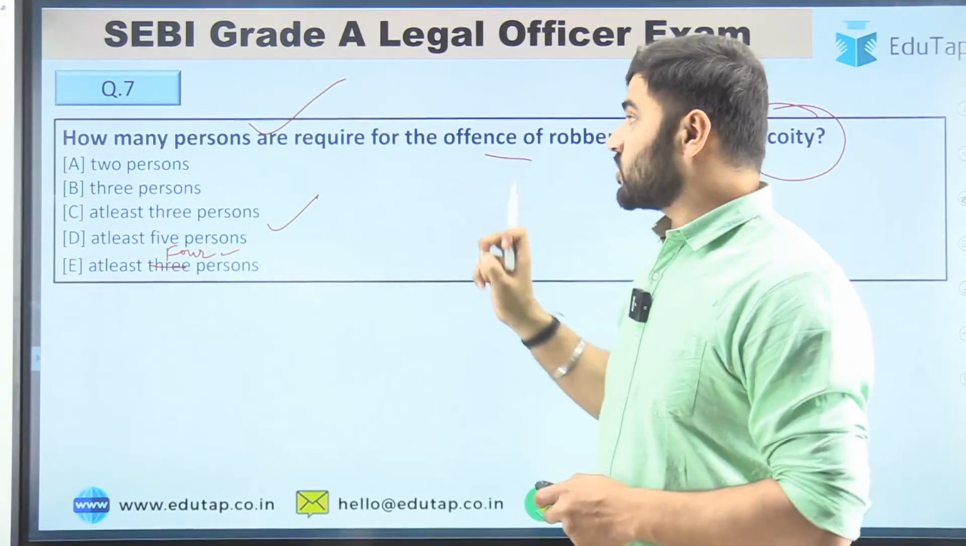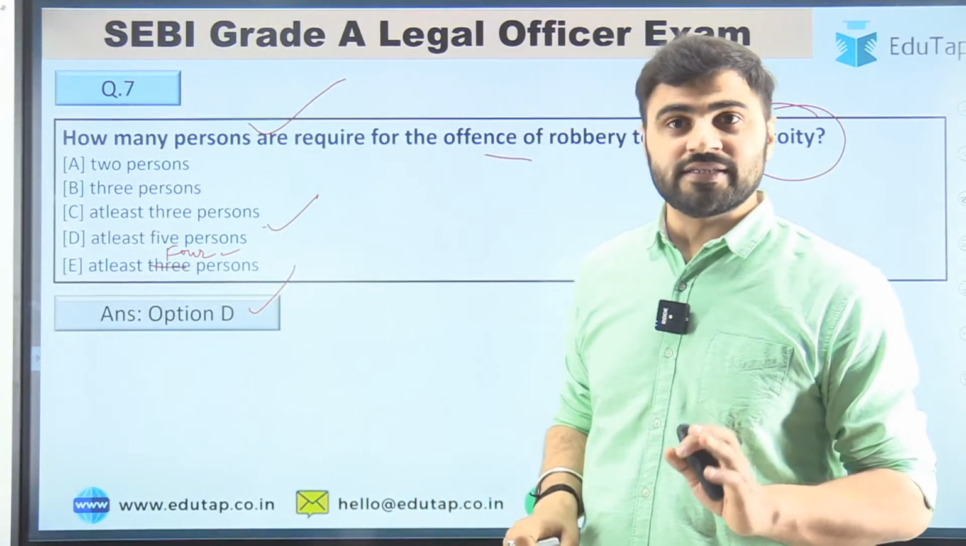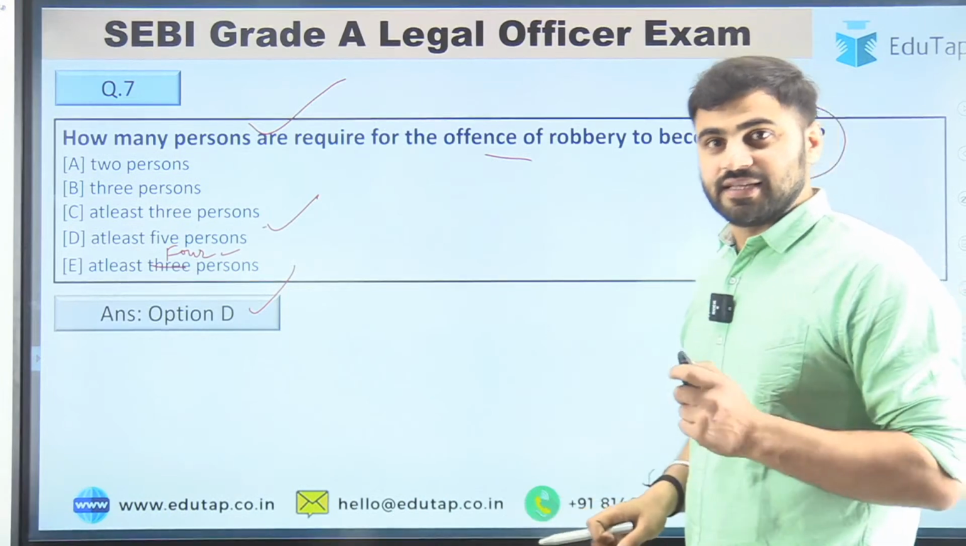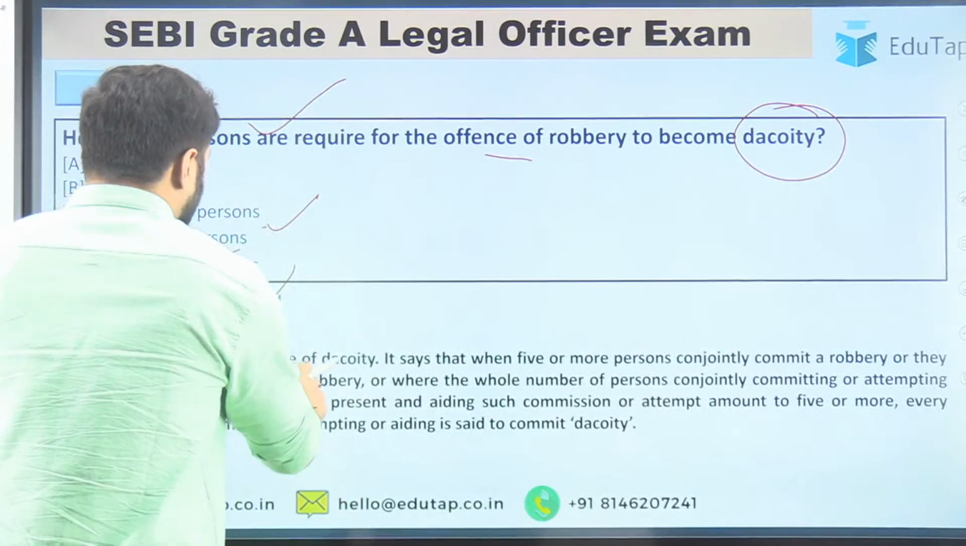So guys, the right answer for question number 7 is option number D, right? You all have given the right answer. Well done guys, great. Adil is saying D, great. So section 391 of the Indian Penal Code defines the offense of dacoity.